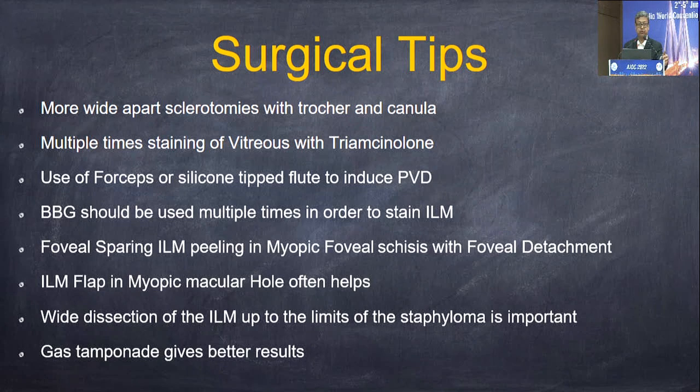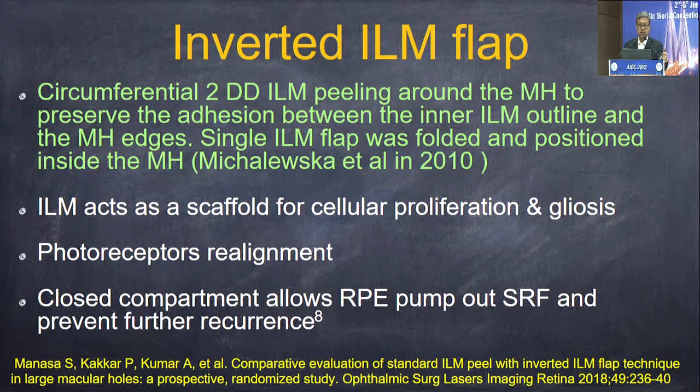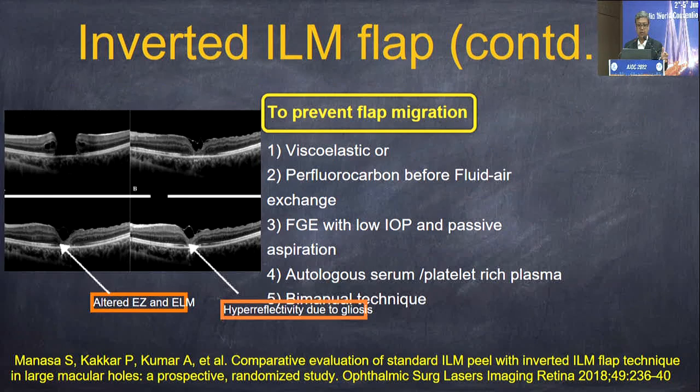A gas tamponade gives a better result. Why? Because it will cover the posterior staphyloma properly, rather than oil. So inverted ILM peeling plays a significant role in cases where the posterior staphyloma is there and it is very difficult to close this kind of macular hole with a normal conventional peeling technique. Sometimes, in spite of doing inverted ILM peeling, we have to use viscoelastic or perfluorocarbon in order to make the flap stay till the fluid-air exchange is done.